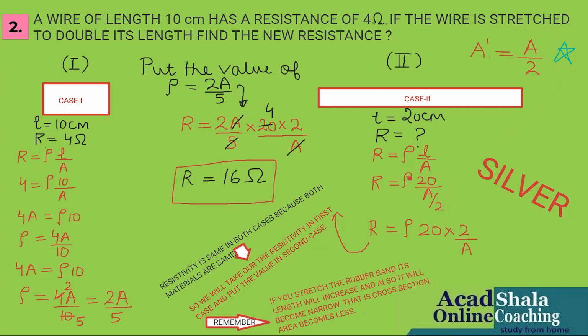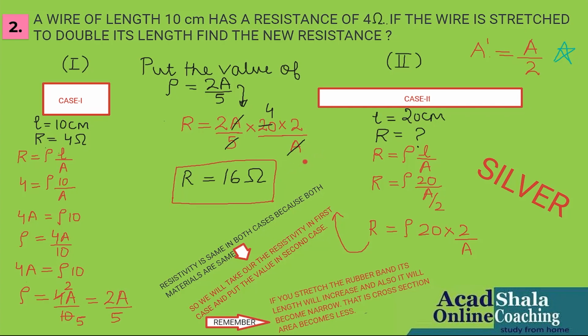Now after this, we are putting the value of rho, which I took out in the first case. So I will put up the value of rho in the second case. After putting the value, see over here, I put up the value. So 2A upon 5, that is after simplification, I got the answer as 16 ohms. Simplify the calculation and then I got the answer as 16 ohm.